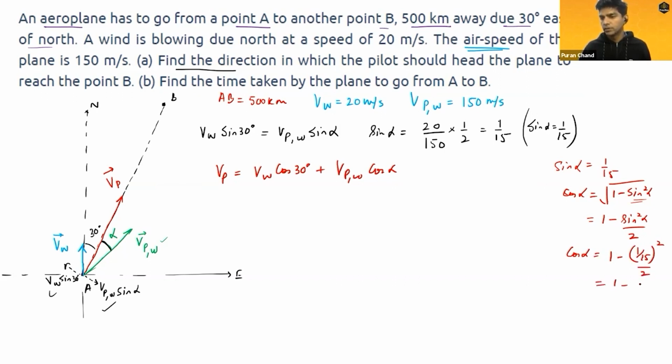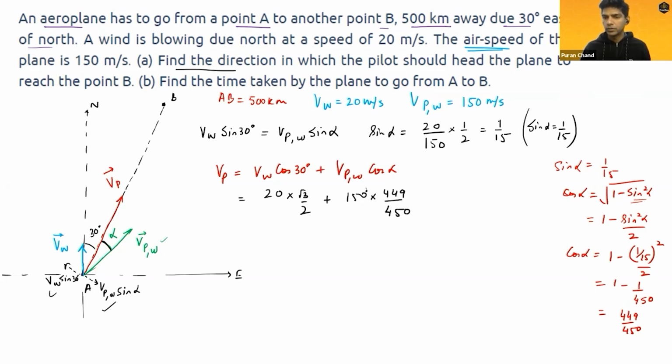Now your cos alpha will be 1 minus (1 by 15) square by 2, which is 1 minus 1 by 225 into 2, that is 450, and this comes out to be 449 by 450. Clear? Now we know what is cos alpha. So your VP will be, VW is 20, this will be root 3 by 2, plus VPW is your 150, cos alpha is 449 by 450.